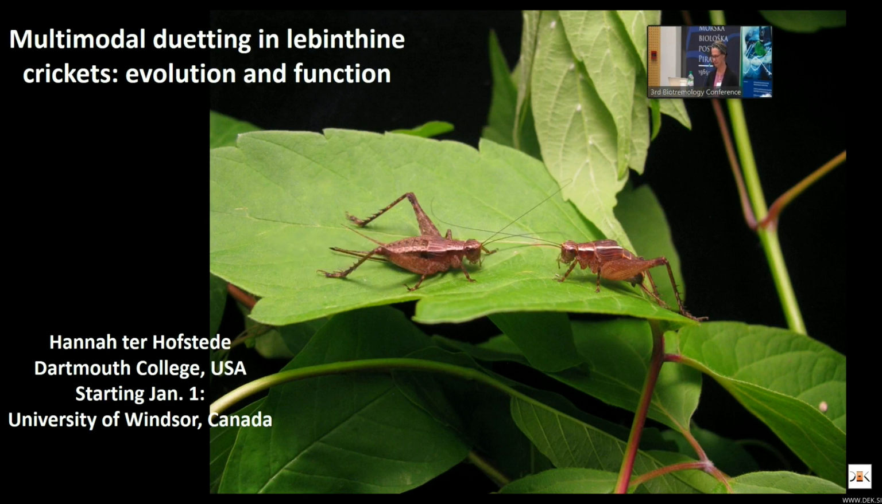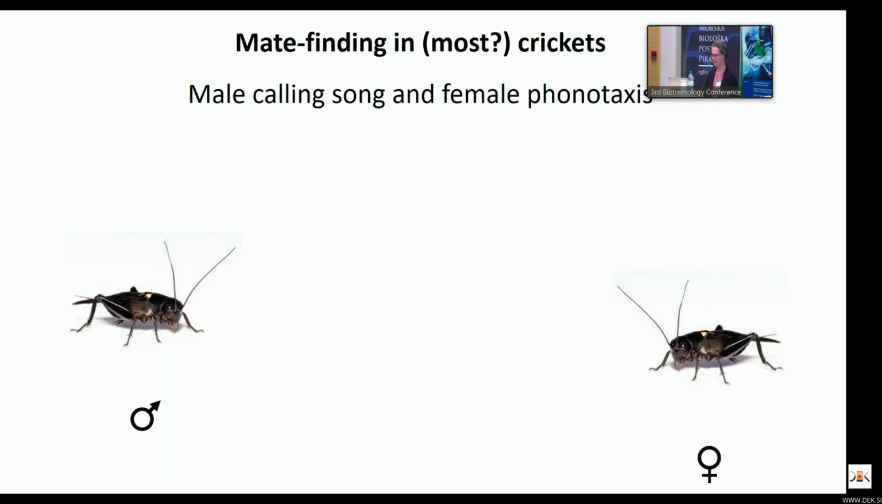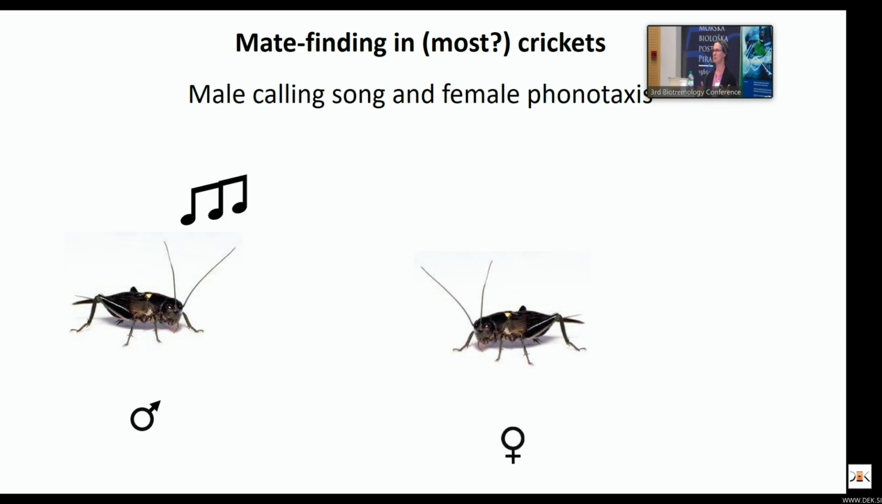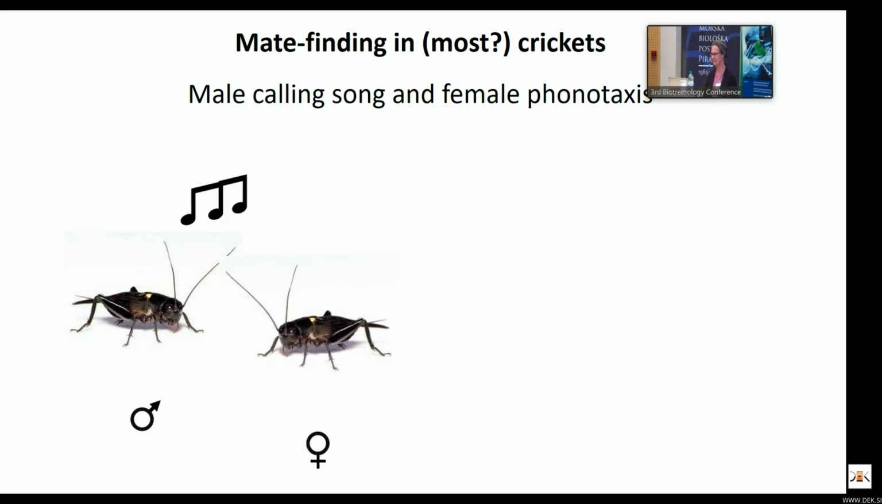So I'm going to tell you about these crickets that we've been working with that do an acoustic vibrational duet. You're probably all familiar that in most crickets, the male sings, produces an acoustic signal, and females walk to find the males based on that sound.